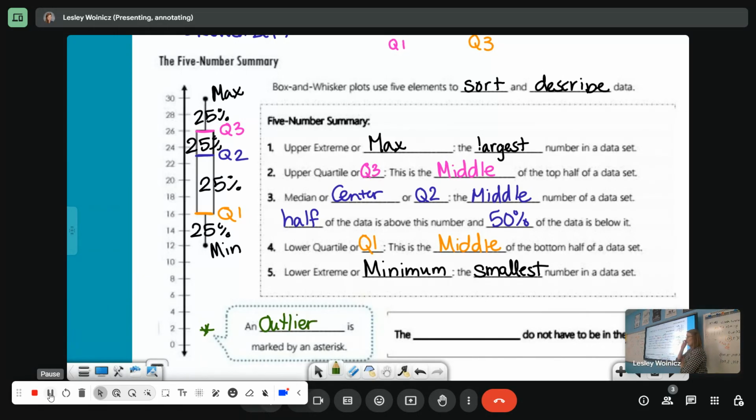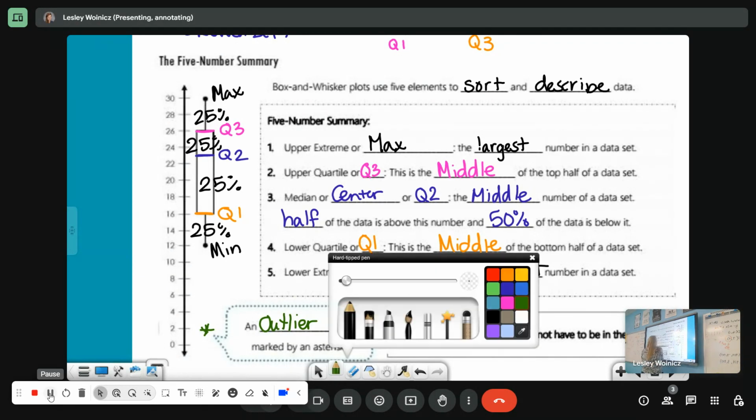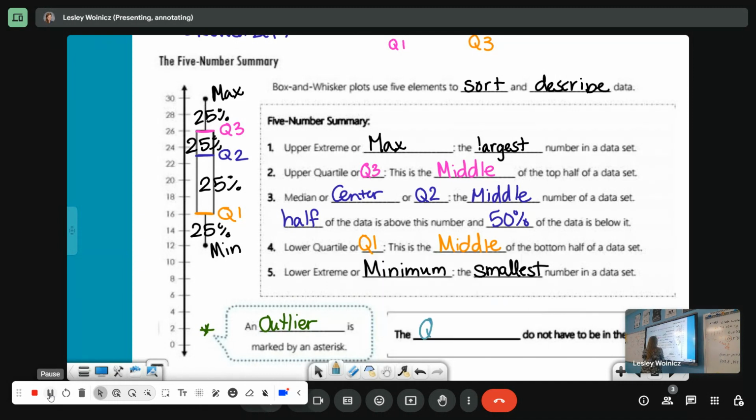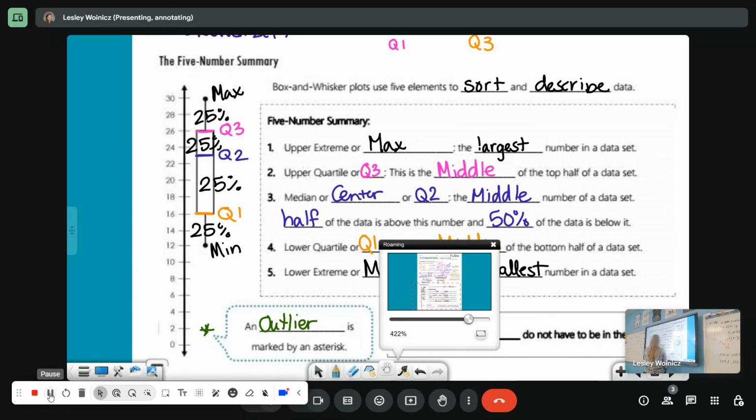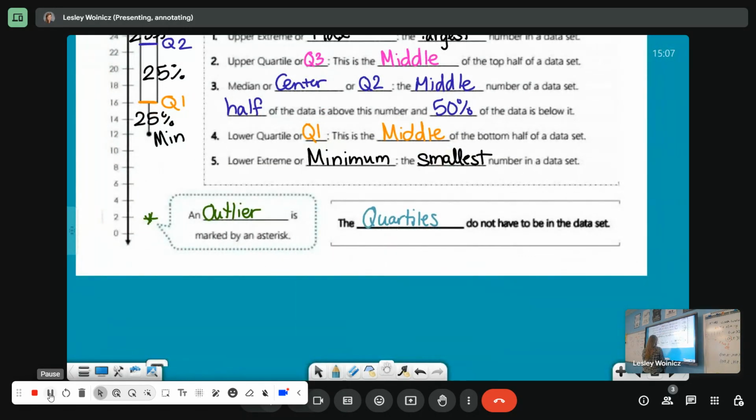So we use a little asterisk to mark an outlier. Okay, now this is just for your understanding. The quartiles do not actually have to be elements in the data set. Why would that be? Don't flip yet.